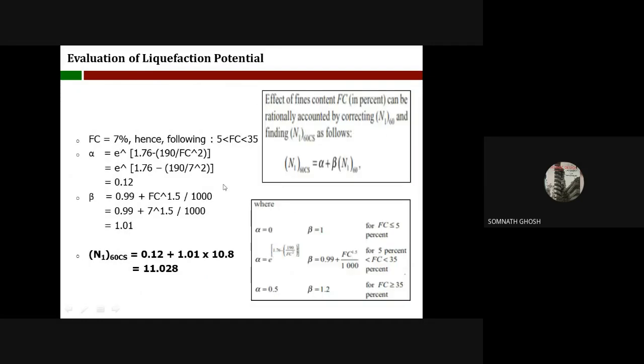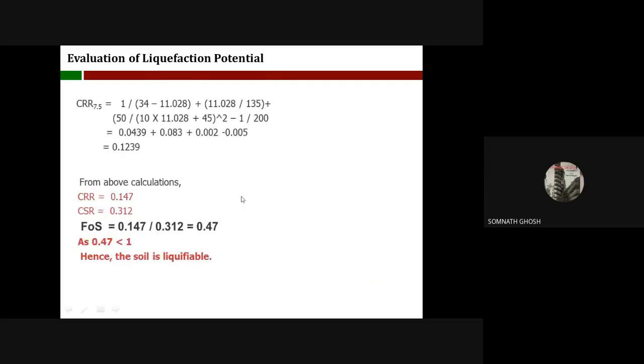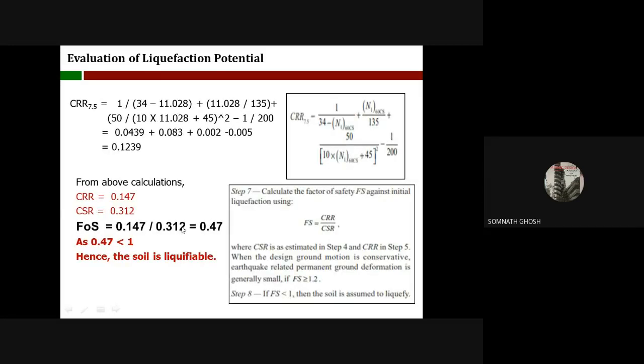Even when you will be in the industry, you have to do all these things, right? So ultimately, the factor of safety is 0.47. Hence, the soil is liquefiable. This is the final conclusion. Got my point? So, at least I can tell you that once I discuss all these calculations in detail, you will also be able to do it, right?